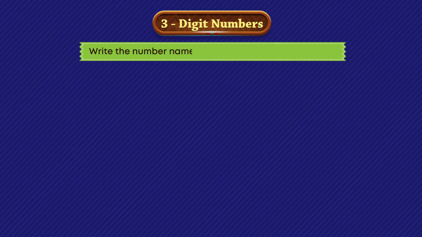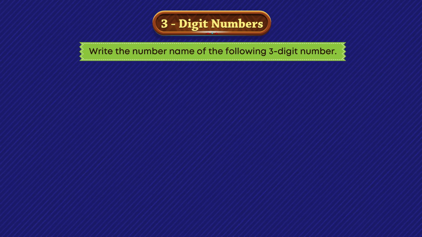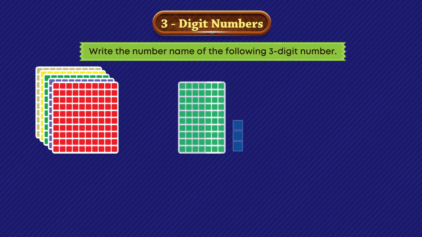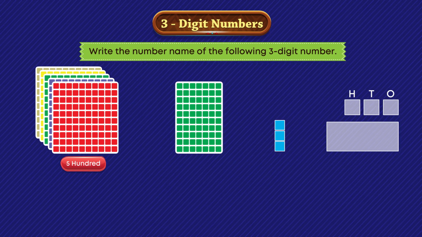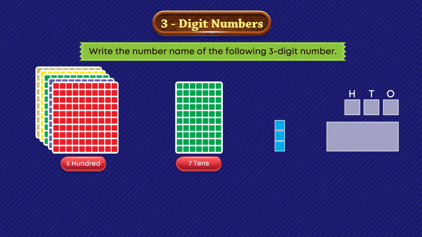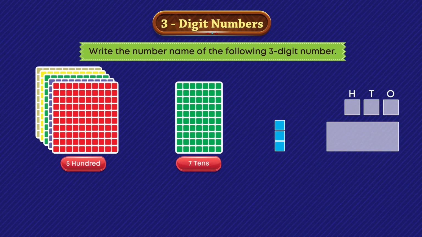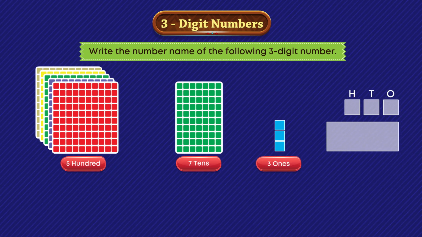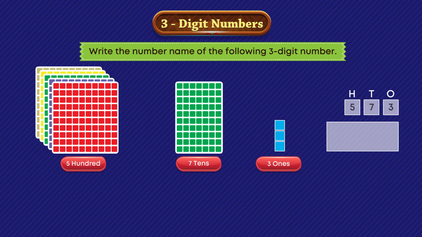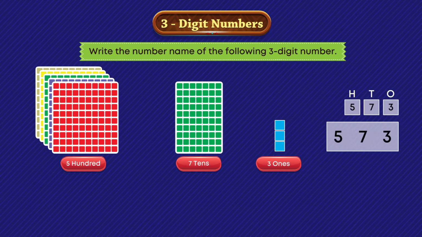Write the number name of the following 3-digit number. 500, 7 tens, 3 ones, 573.